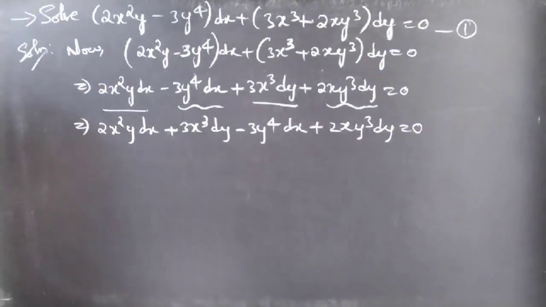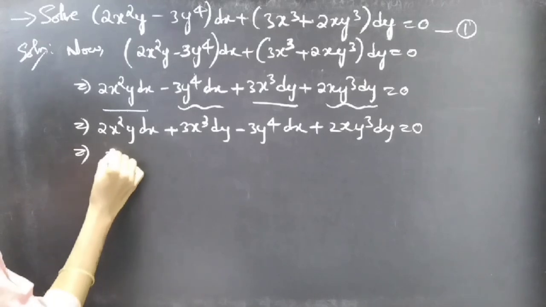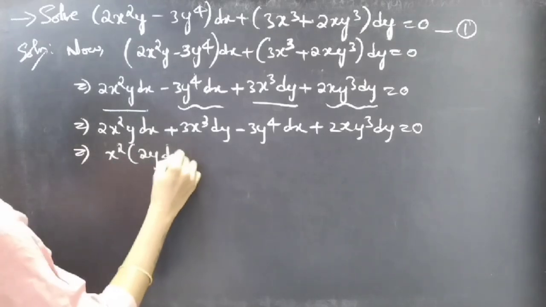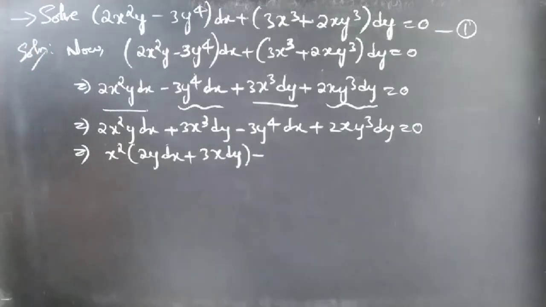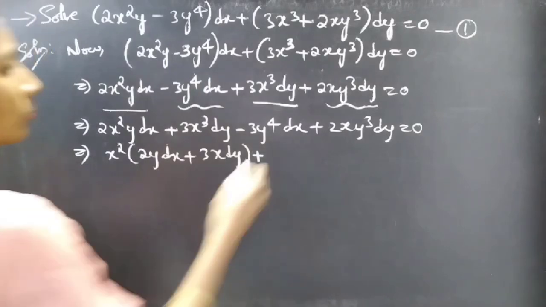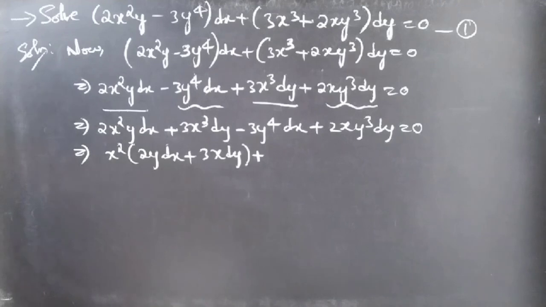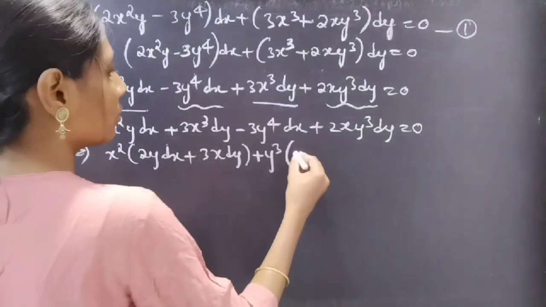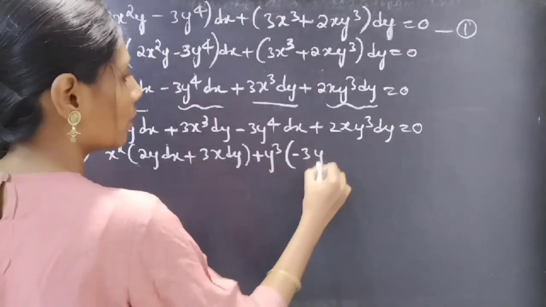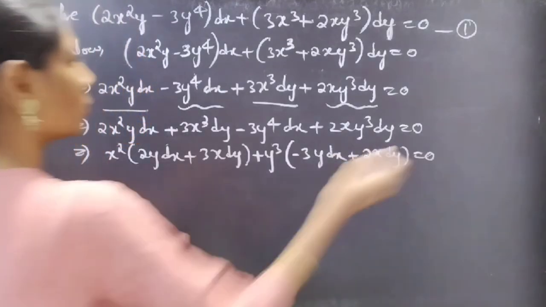Okay, let's now take x² common from the first two terms. We'll get x² (2y dx + 3x dy) plus, take y³ common here, or minus y³. Okay, I'll take plus y³ common, so I'll get y³ (−3y dx + 2x dy) = 0.